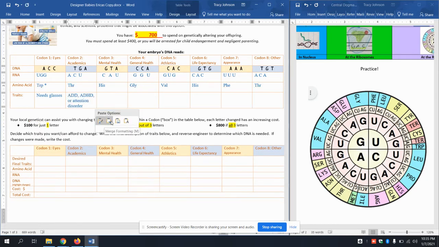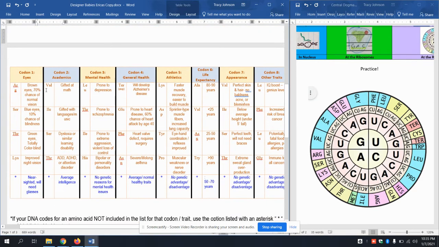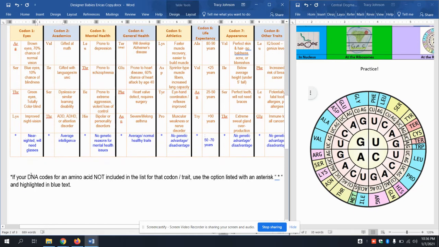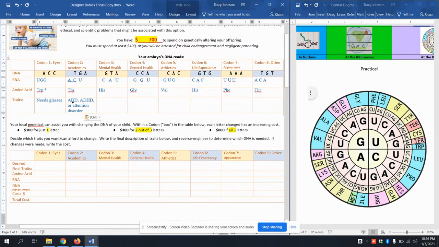And it looks like my kid is going to have ADD. And he needs glasses. So how do we figure out that he needed glasses? The amino acid that we made in codon 1 for eyes is TRP, or tryptophan. And if I look, arginine, serine, threonine, lysine, tryptophan's not in there. And so the instructions say if your DNA codes for an amino acid not included, use the one with an asterisk. I tried to write all other amino acids, but it wouldn't fit in the box, so I just did the asterisk. So I know my kid's going to need glasses, and now I know he's going to have ADD as well. Let's do the next one.